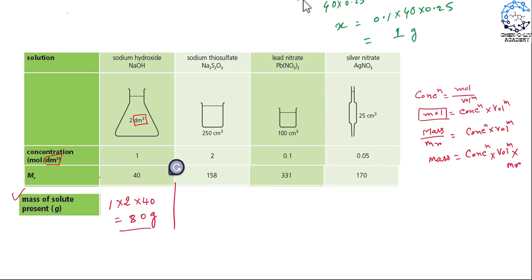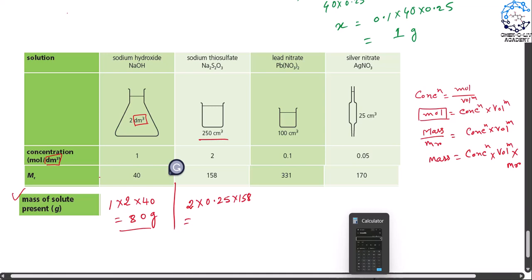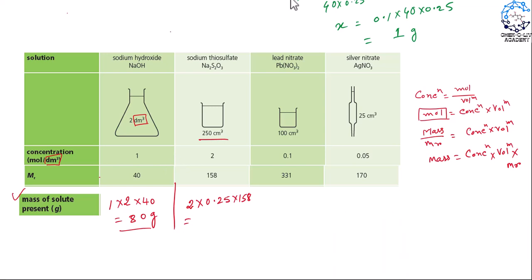For the second case, let's do it. So 2 is the concentration in mole per decimeter cube. The volume is 250 centimeter cube. You need to convert it into decimeter cube. So 0.25 into 158. You can put it in the calculator, and it is coming to 79 gram.